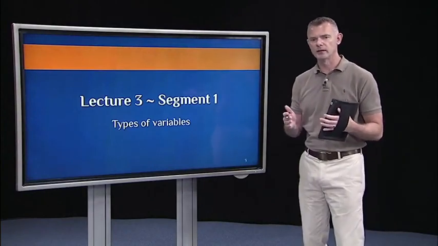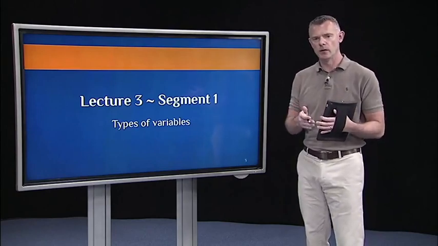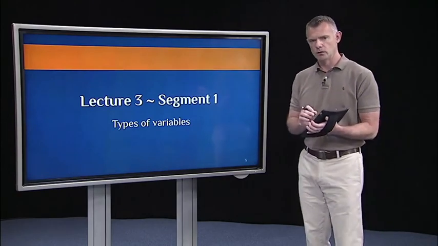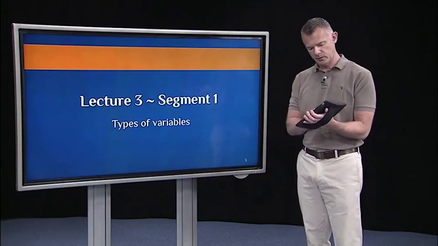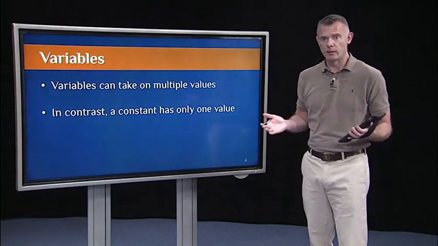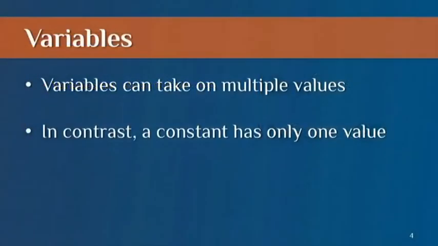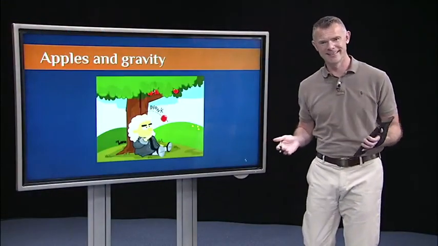It's very important at the outset of the course to understand what type of variable you're dealing with when you're conducting a particular statistical analysis. So we'll be careful here to explicitly define different types of variables. So first, what is a variable? Well, a variable is anything that can take on multiple values, in contrast to a constant that only takes on one value. So comparing variables and constants, you might say, is like comparing apples and gravity.